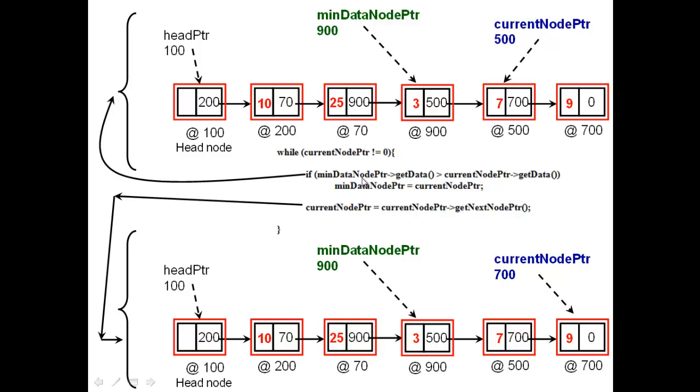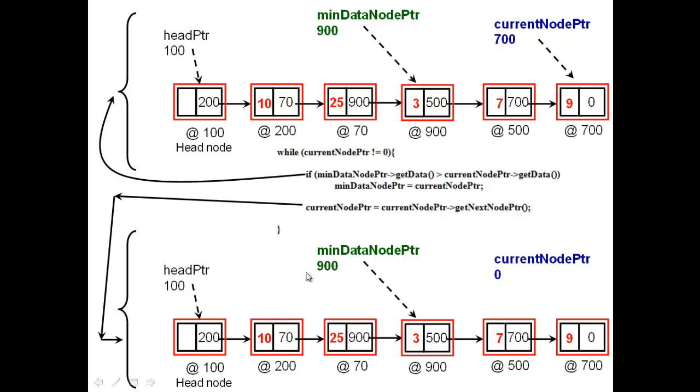Not null. So compare the data at the node pointed by the min data node pointer, which is 3, with the data currently pointed by the current node pointer, which is 9. So 3 greater than 9 is not true. So don't go into the if block and just advance the current node pointer further down. There's no next data node, so the next node address is 0. So current node pointer will take up the value 0 now. Now current node pointer is 0, so don't get inside the while loop, come out of the while loop and return the value of min data node pointer.